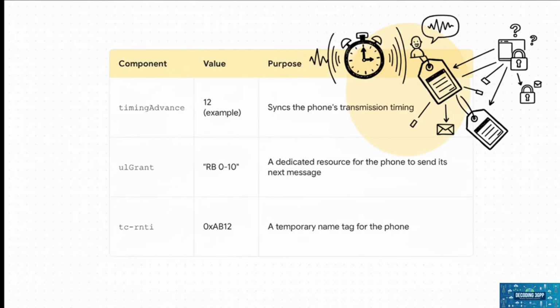And the instructions it gives are just brilliant. The timing advance tells the phone exactly how to sync its clock, kind of like adjusting for the echo in a huge room. The TC-RNTI, that's like a temporary name tag, just for this one conversation. But the UL grant, that's the most important part. That's the key to that quiet corner, a dedicated private channel just for your phone to send its next message.